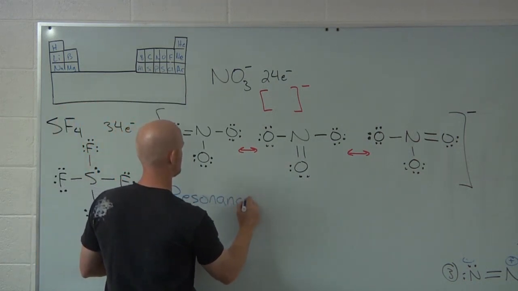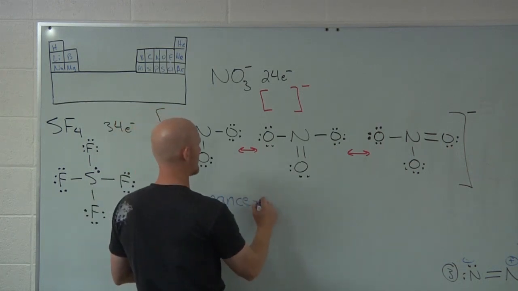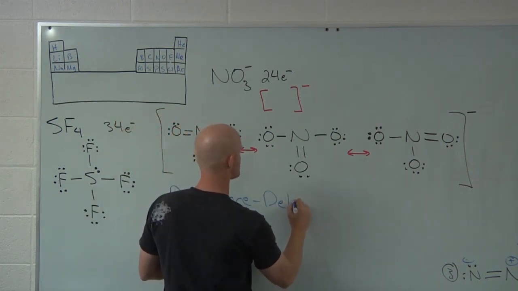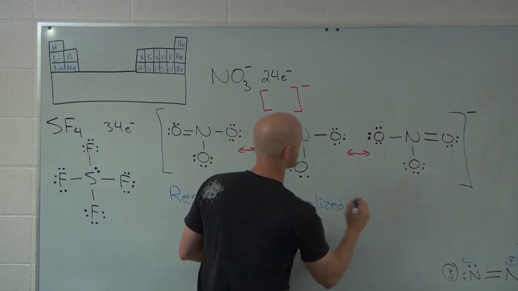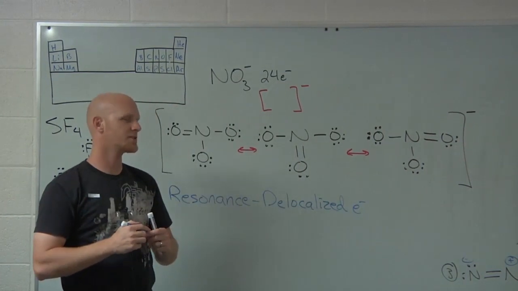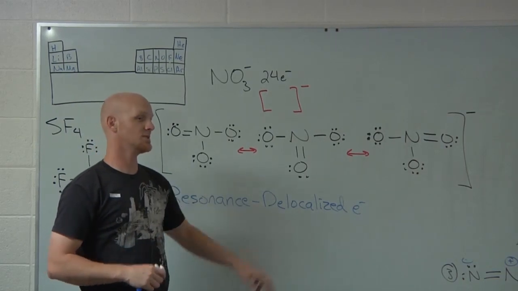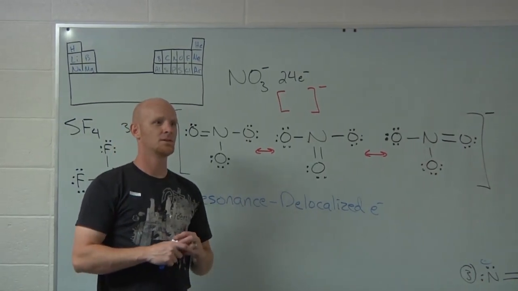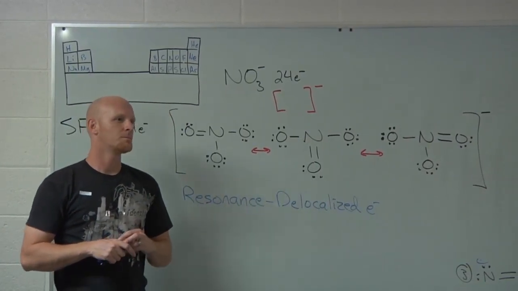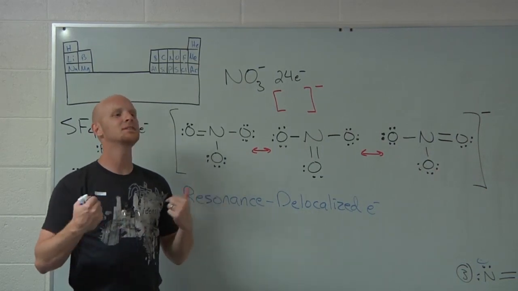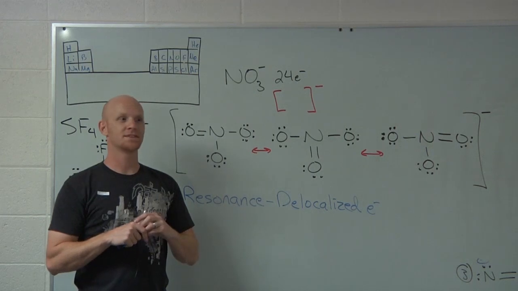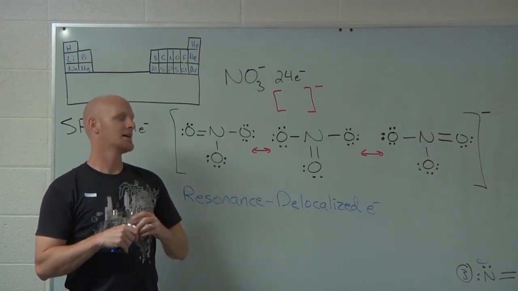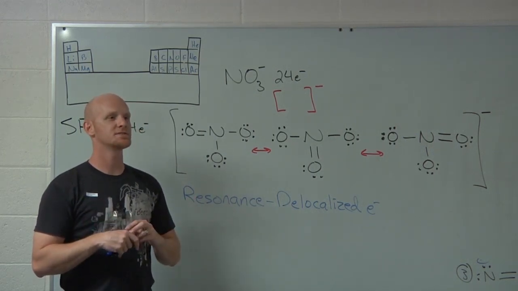These are 3 resonance structures, and resonance always involves what we refer to as delocalized electrons. What does delocalized mean? If I were to say that I am delocalized, what's that now? Oh, it means I'm in more than one location at the same time.